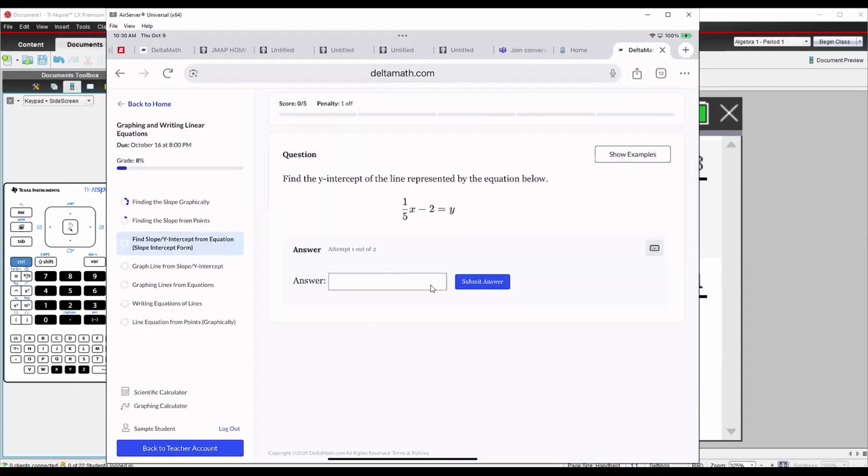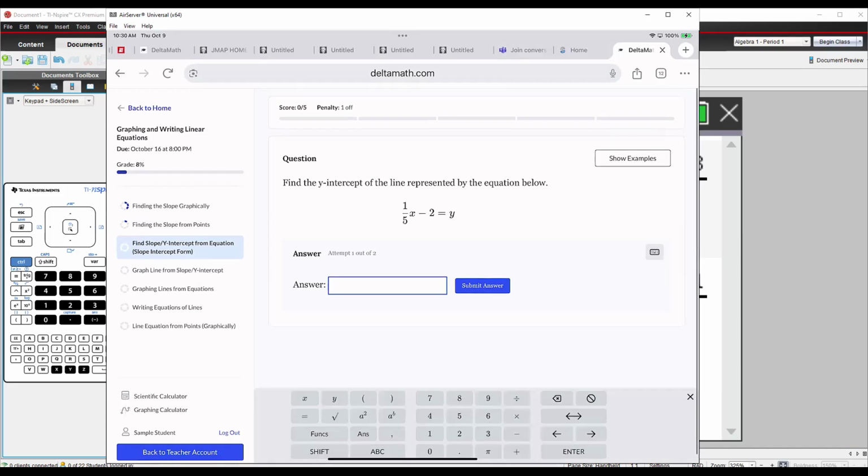Now this one, whenever you have y by itself, whatever the coefficient of the x term is, that's going to be the slope. So in this case, the coefficient of the x term is 1 over 5, so that's the slope. Now this one should be pretty straightforward. So it's just going to be 1, oops, not times, 1 divided by 5.